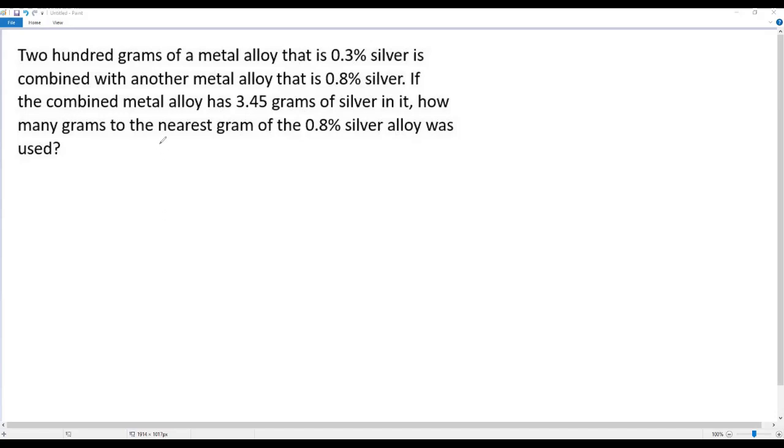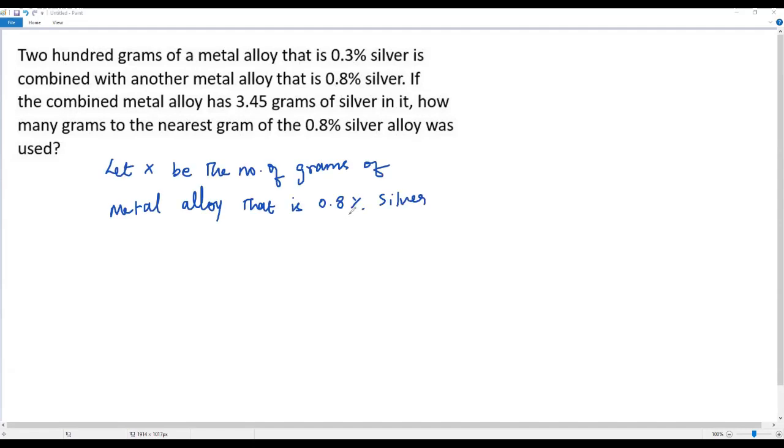Now we have to find the weight in grams of the other metal alloy, which is 0.8% silver. We can assume some variable x which represents the weight in grams of the other metal alloy that is 0.8% silver. According to the question, the weight of the first metal alloy is 200 grams.